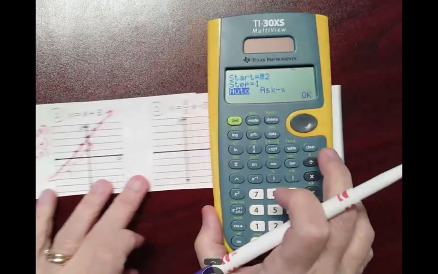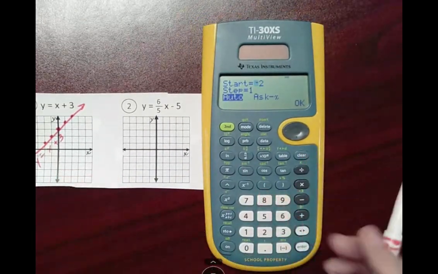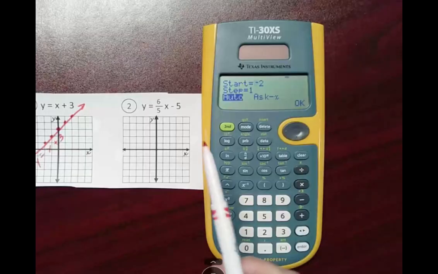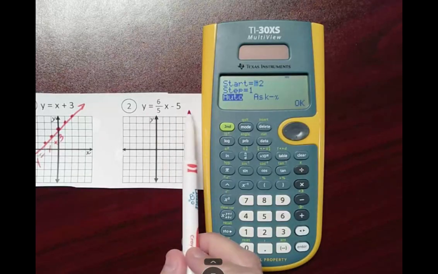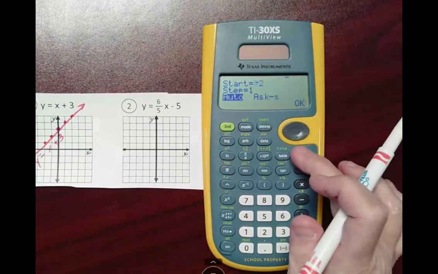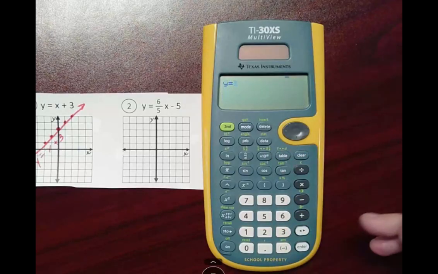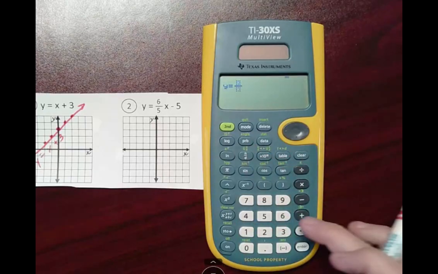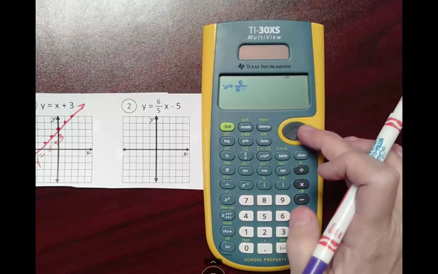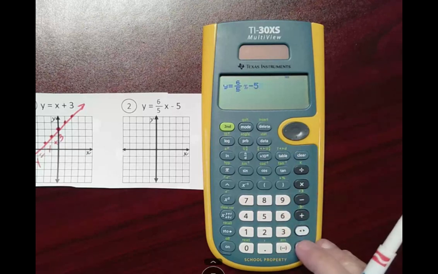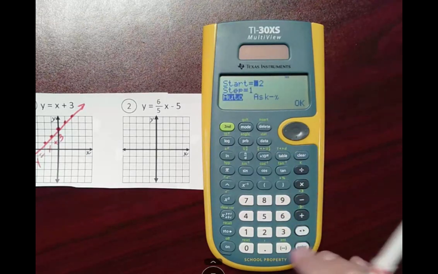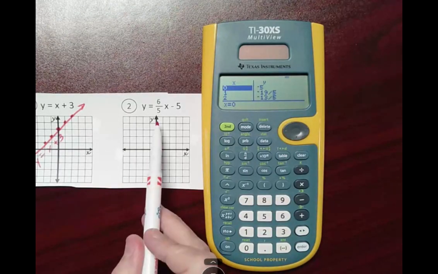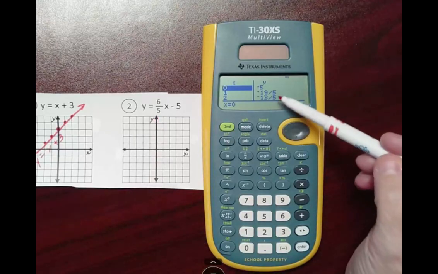Let's do another one. I have 6/5 x minus 5. First thing to look for, is it in y equals that format? Yes, it is. So we're going to hit our table button and clear the previous equation. 6/5 x. So I'm going to hit my fraction button, 6 on top, 5 on the bottom, x minus 5. And I'm going to hit enter. I'm going to put my start back at 0, and I'm going to keep hitting enter until I get down to OK.